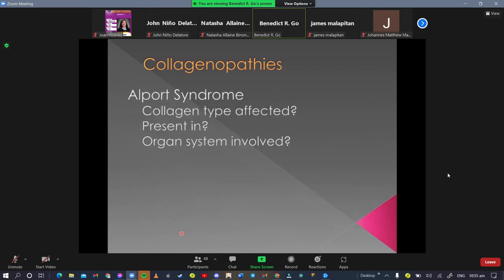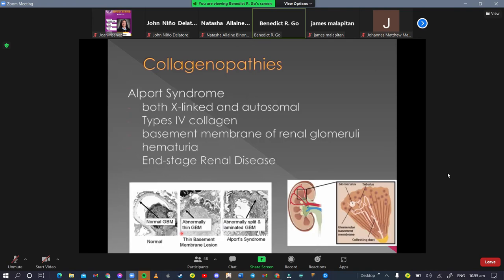Alport syndrome. I don't know if you read about Alport syndrome, but let's not grill anyone with this one. You should know the collagen type affected, where it is present, and the organ system involved. In Alport syndrome, this is X-linked and autosomal. Type 4 collagen is affected.